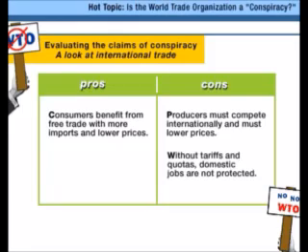So as consumers, we like free trade. As producers, we typically don't. There's this inherent conflict within a society about trade liberalization.